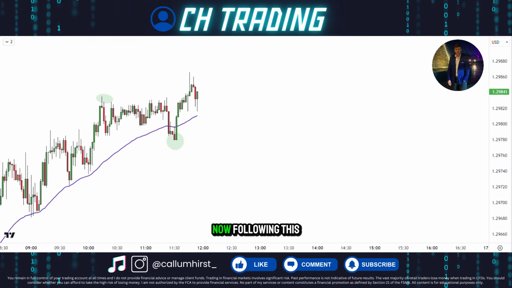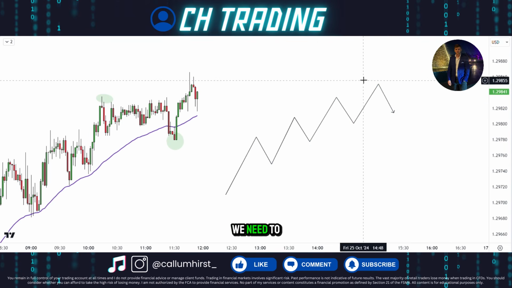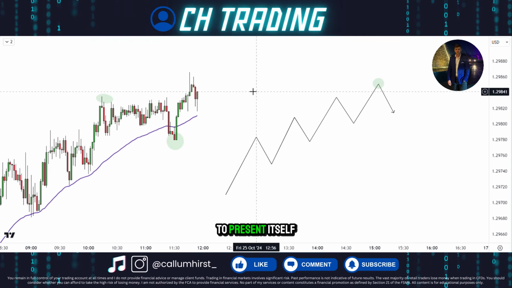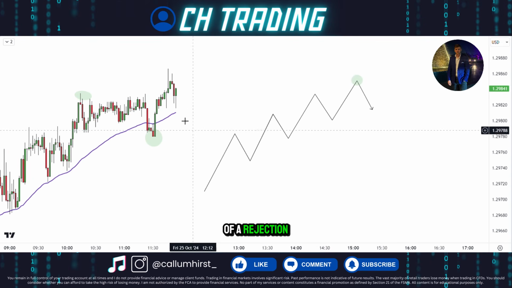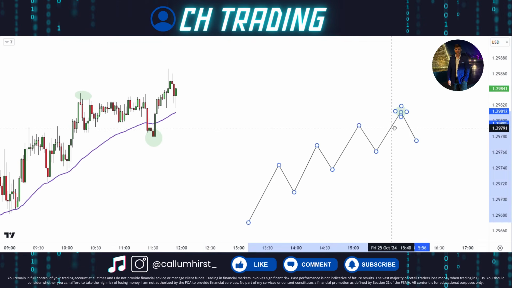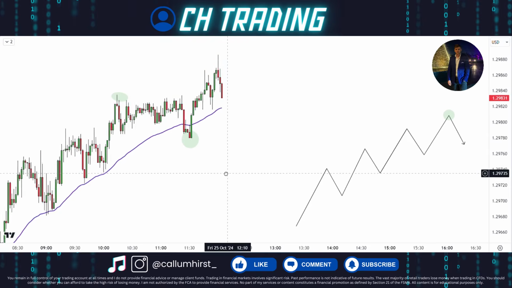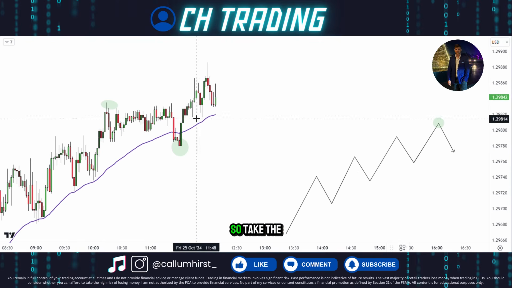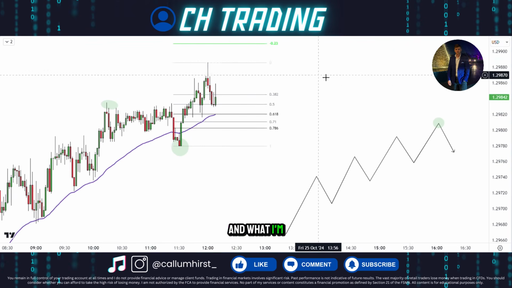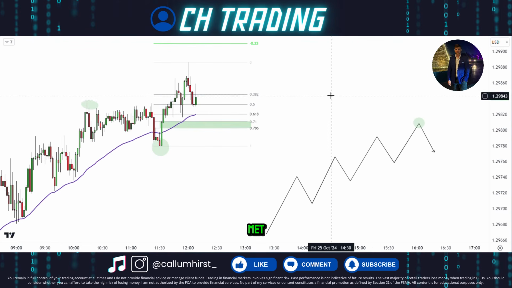What we need to wait for now, following this logic, that's the logic we look for, is for this area, so this next higher high, to present itself in the form of a rejection. So I'll move this out of the way. Still printing highs. So take the fib from this low to this high, and what I'm looking for again is this key level to be met.